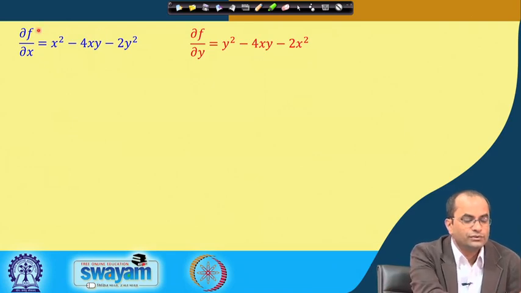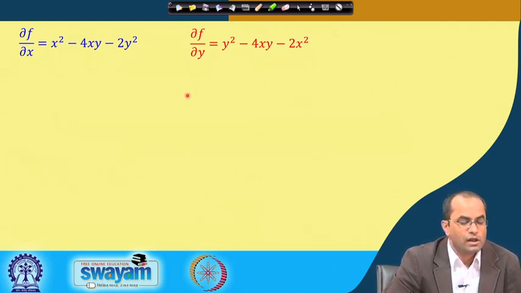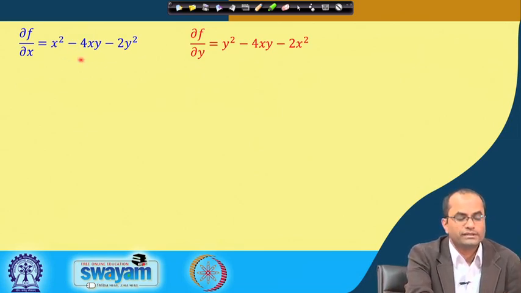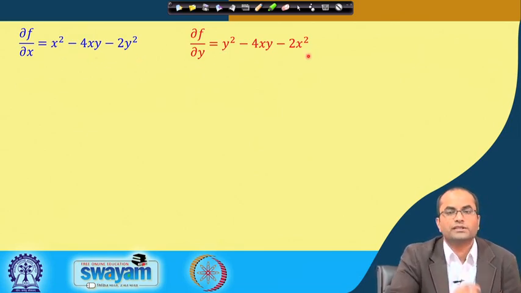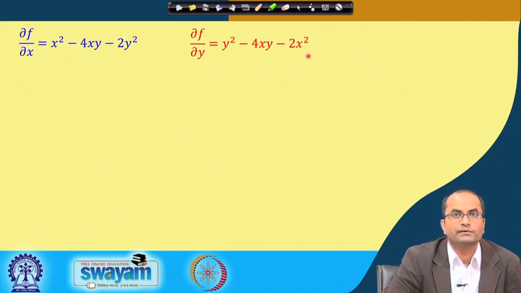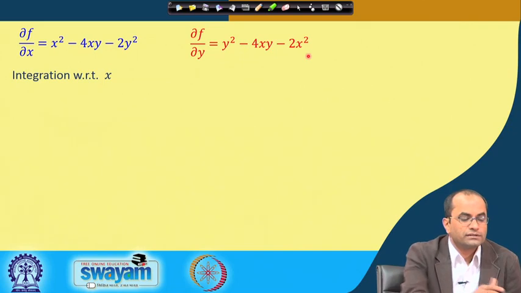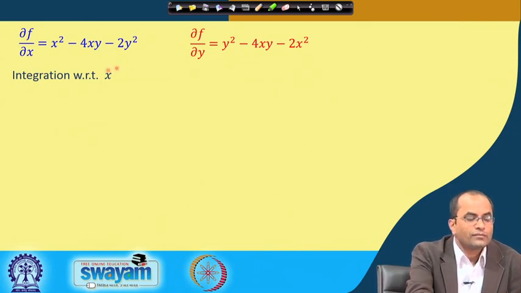So, we have these two relations now, with del f over del x given by this function, and del f over del y given by this function. Now from these two equations we have to find exactly what is the f whose partial derivative with respect to x is given by this, and partial derivative with respect to y is given by this. So, here if we integrate the first equation with respect to x, what will happen?